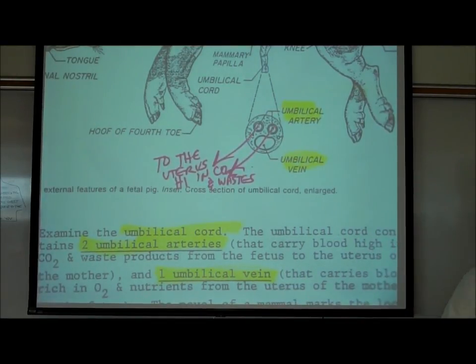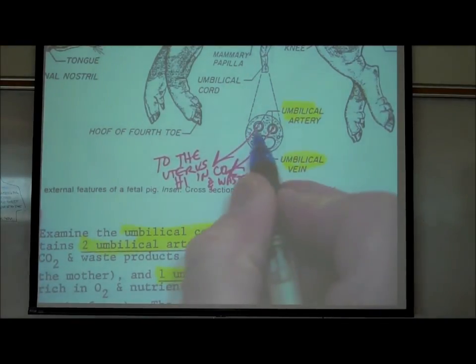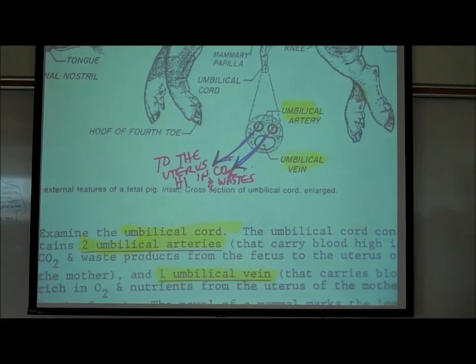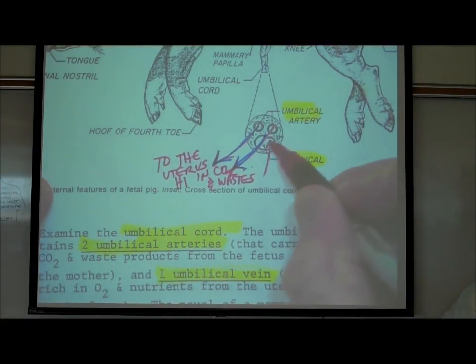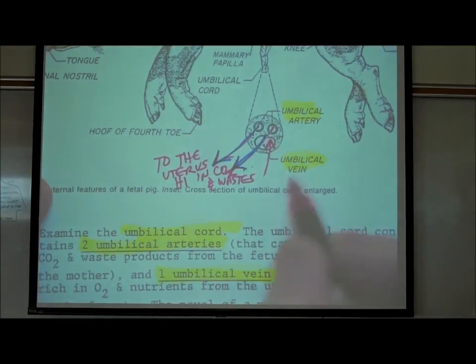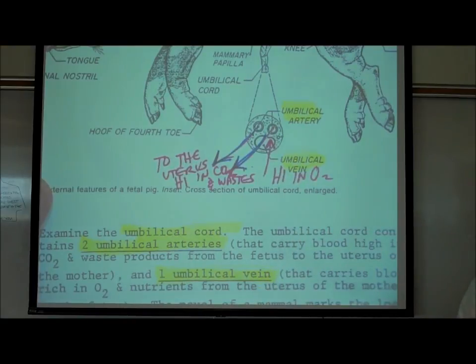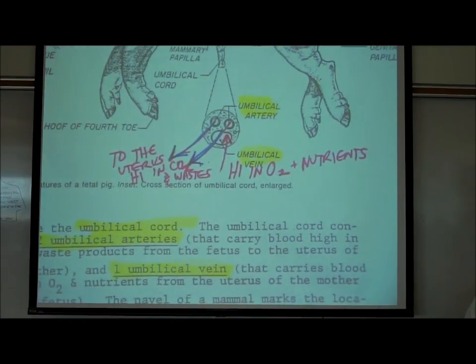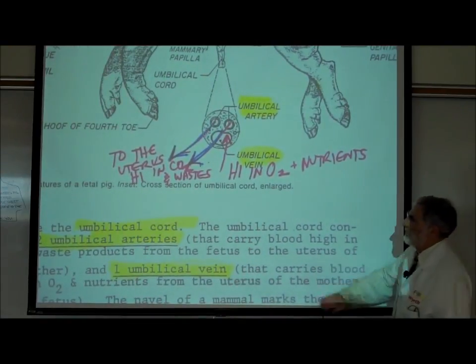Now, there's one umbilical vein, and even though this is arteries, I should have actually put this in blue, because this is blood actually low in oxygen and high in carbon dioxide. The umbilical vein is actually bringing blood from the mother, from the uterus, and it's high in oxygen and nutrients. We actually wrote all this down below.